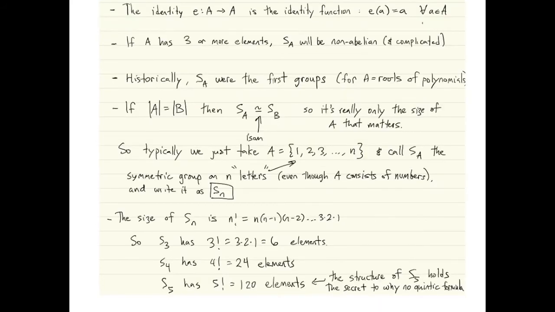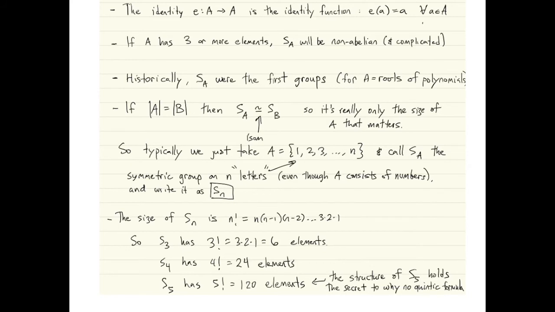Now, if we have two sets A and B, and they have the same size. For example, if A was 1, 2, 3, 4, and B was like 3, 4, 5, 6, so they both had 4 elements, then it's a simple fact that the symmetric group on A is isomorphic to the symmetric group on B. You just use this isomorphism of sets. And so it's really only the size of A that matters. The cardinality is a fancy way of saying size.